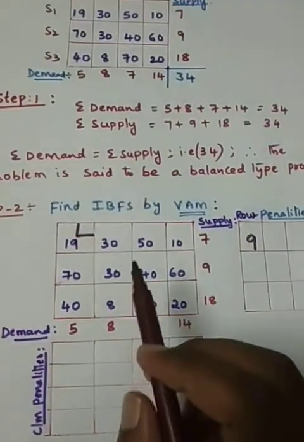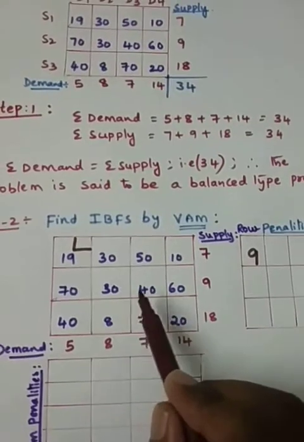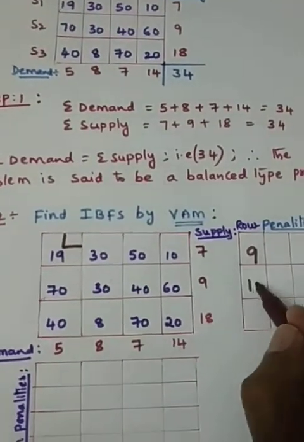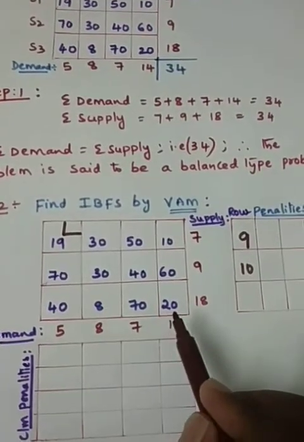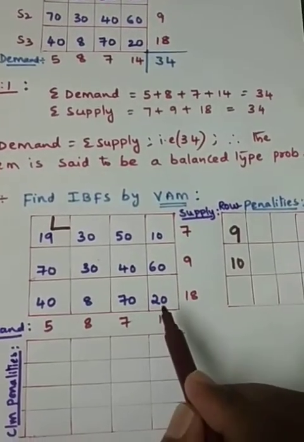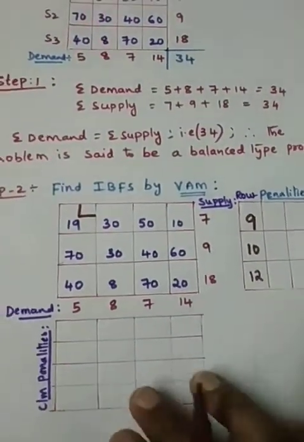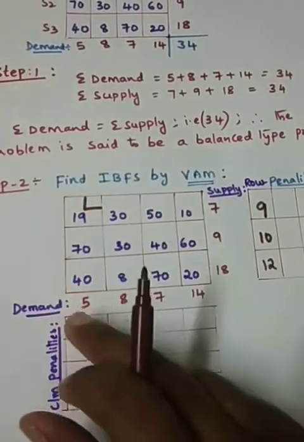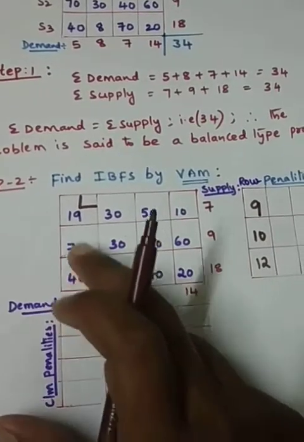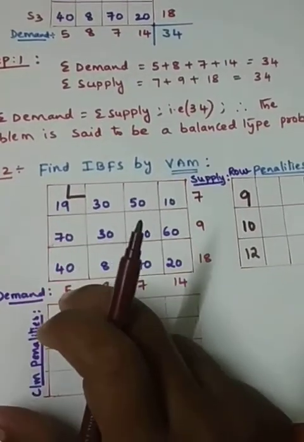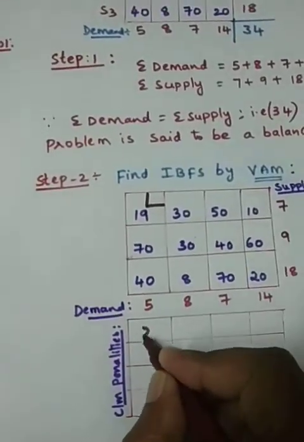Similarly, for the second row, the first least value is 30, the next least value is 40. 40 minus 30 is 10. I enter it here. Next, in the third row, the first least value is 8, the second least value is 20. The difference between these two, 20 and 8, is 12. Similarly, for the columns, we find out the penalties. In the first column, the first least value is 19, the next least value is 40. 40 minus 19, the difference between these two values, gives you 21. So I enter 21 here.